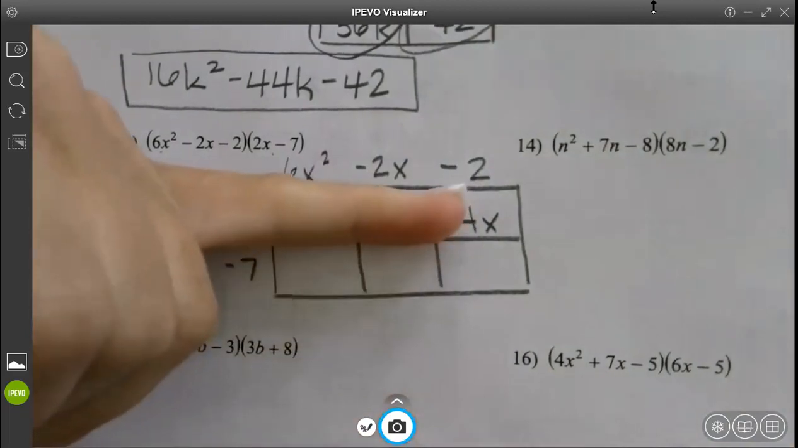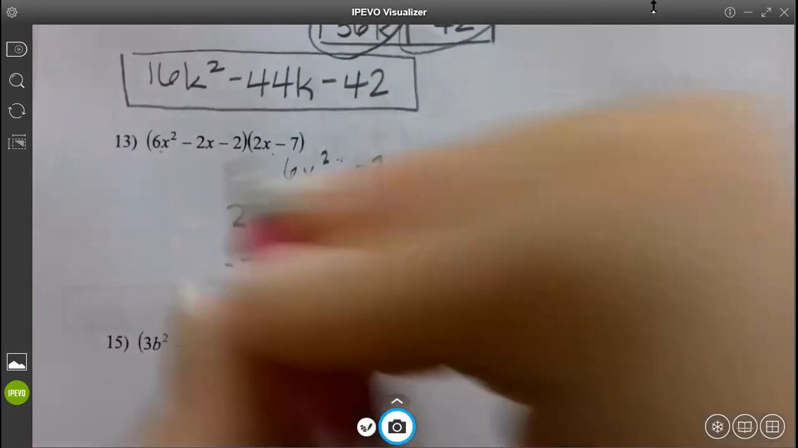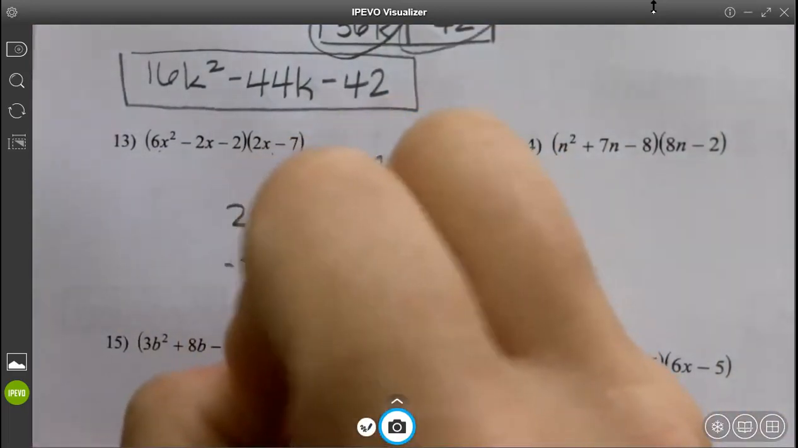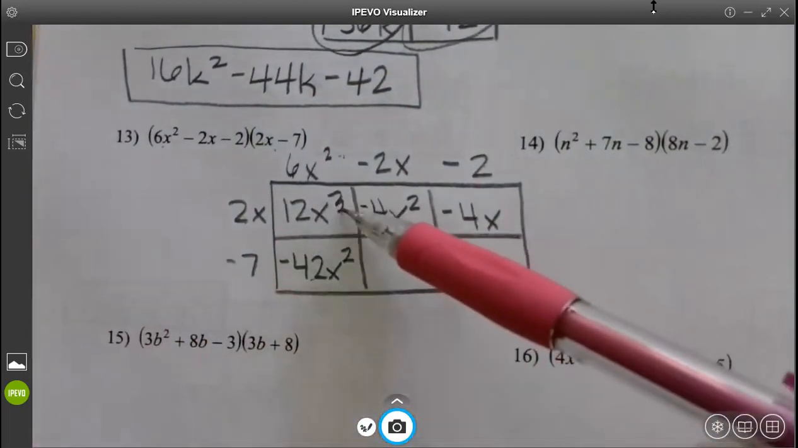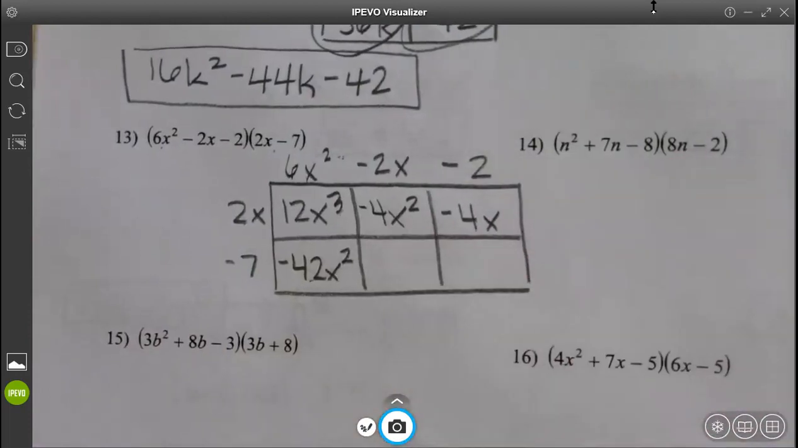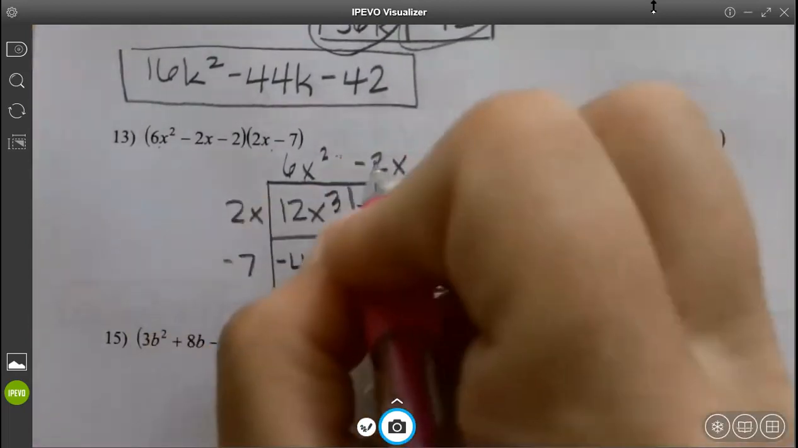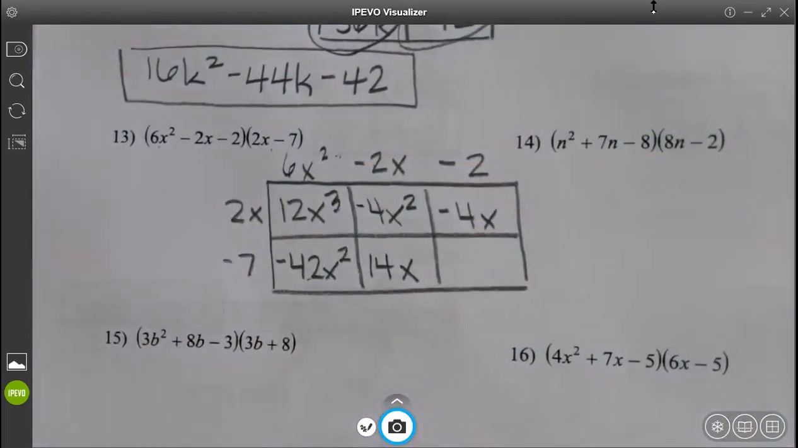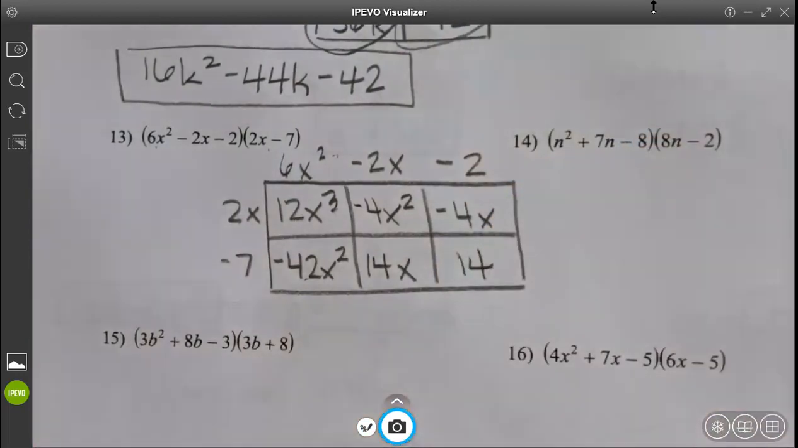Same thing on the next one. Ignore that top row. We're looking at 6x squared times negative 7. 6 times negative 7 is negative 42, and there's two x's between them. And if you look, it'll drop down. We started with 3. The next row is going to start with 2 x's, and it's going to keep going down: 2 x's, 1 x, no x. Negative 7 times negative 2 is a positive 14 and 1 x.